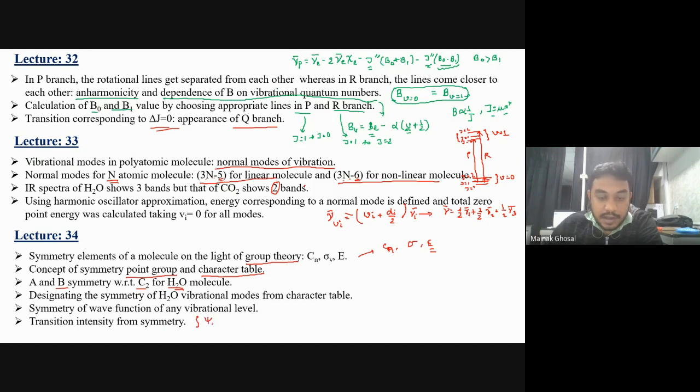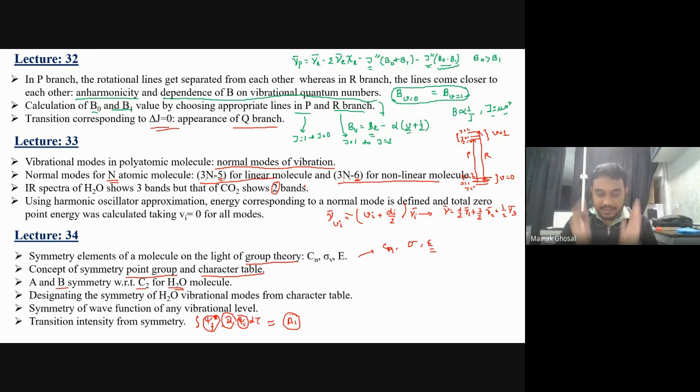I'm writing again the equation for the transition moment integral: integral of psi f star, mu, psi i, d tau. So if psi f and psi i have some symmetry, and mu has some symmetry, such that this total multiplication gives you A1 symmetry, that is a totally symmetric configuration, then for a totally symmetric configuration the transition intensity will be maximum.